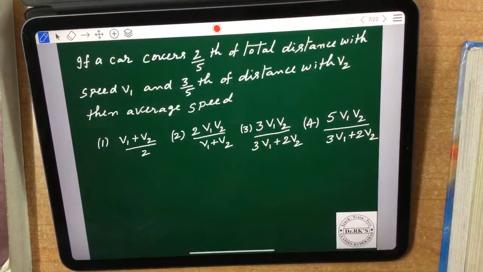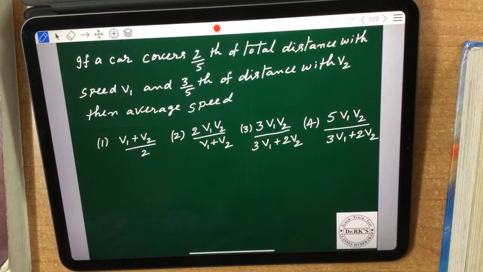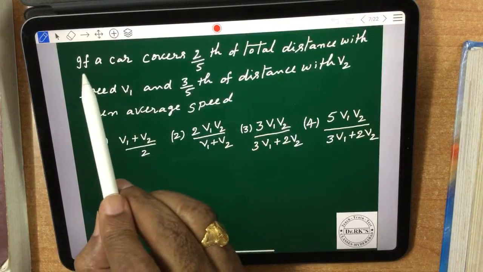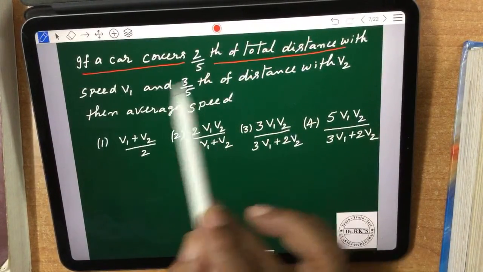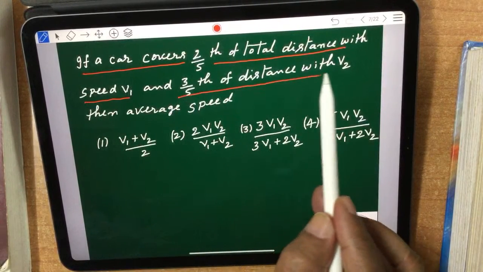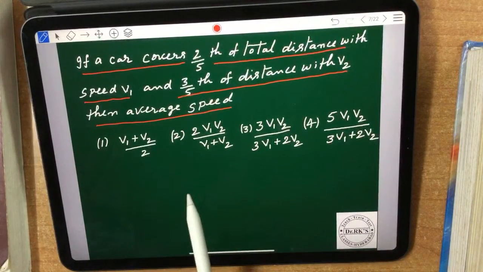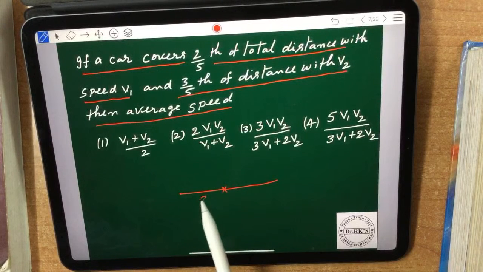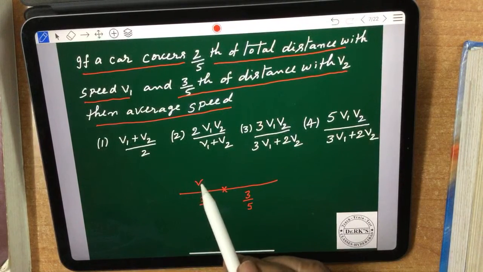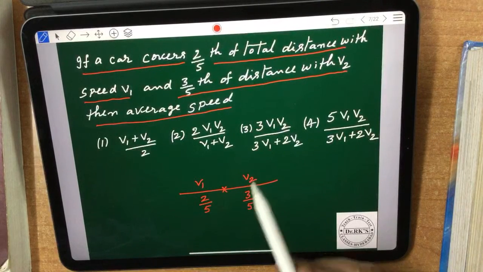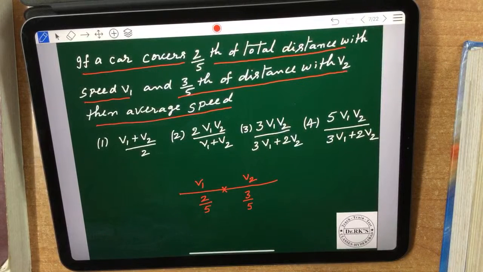Next one. Now, for simplicity, I changed the concept. If a car covers 2/5 of the total distance with a speed v1 and 3/5 of the distance with v2, what is the average speed? So here I divided the total journey into two parts, 2/5 and 3/5. Say the total is 5 kilometers. For the first 2 kilometers the car is covering with velocity v1, and the second 3 kilometers traveling with velocity v2. The concept is the same, I just changed it. What is the average velocity for the journey? Okay, same concept, I'll show that one.